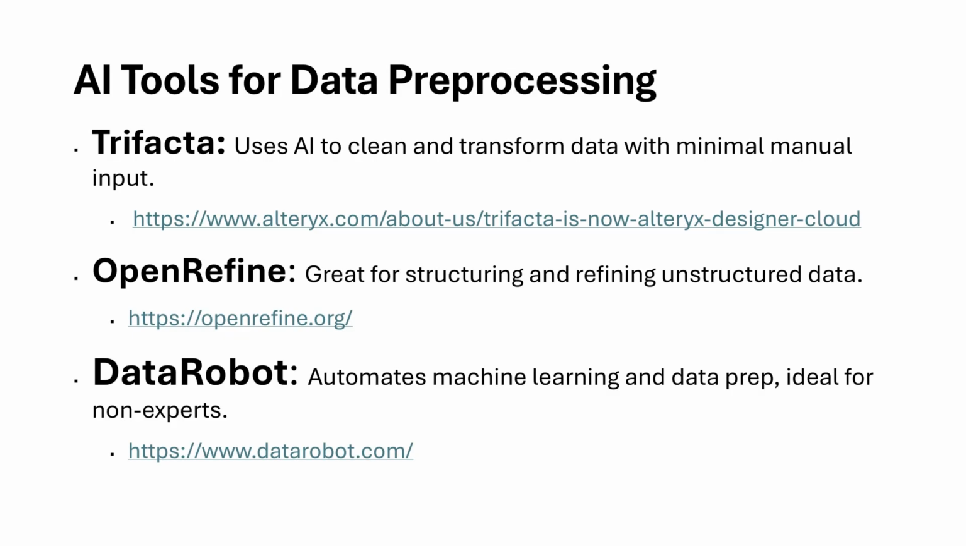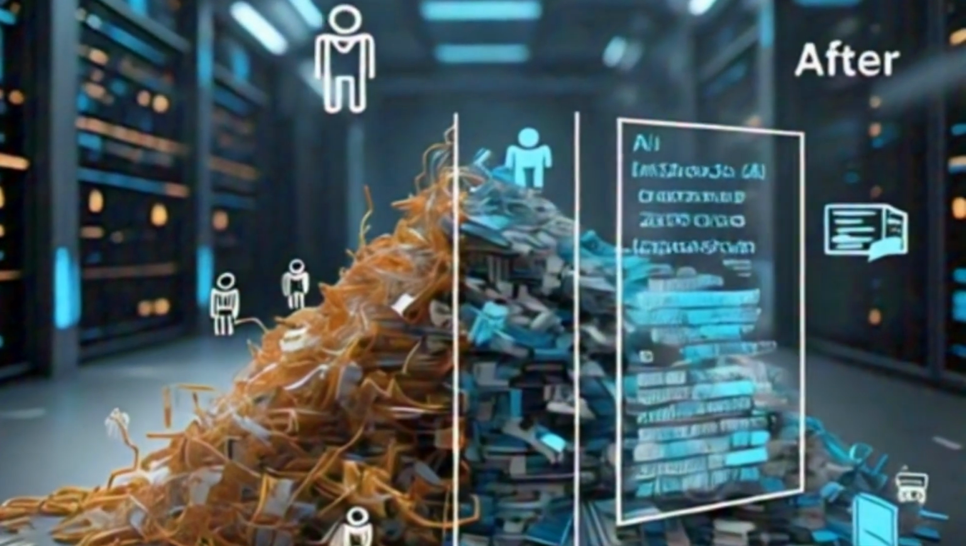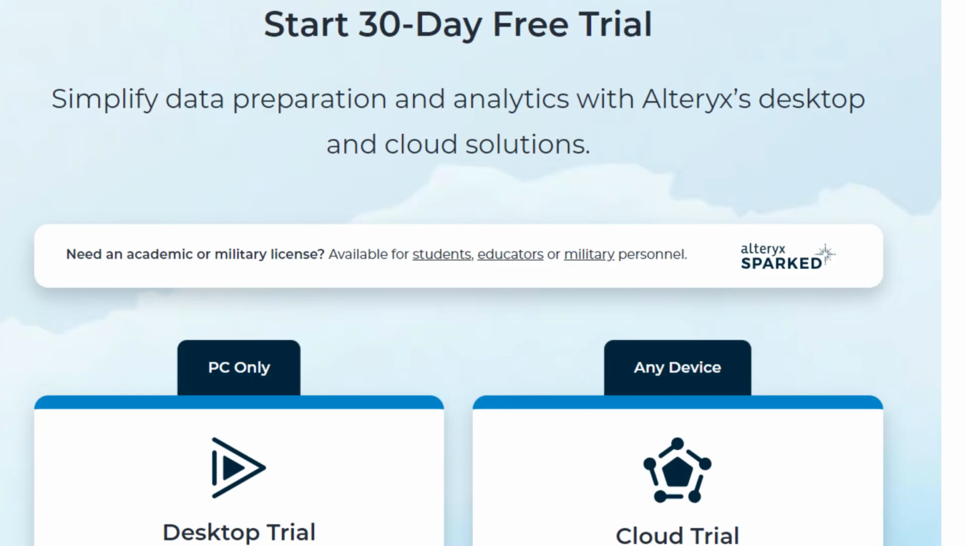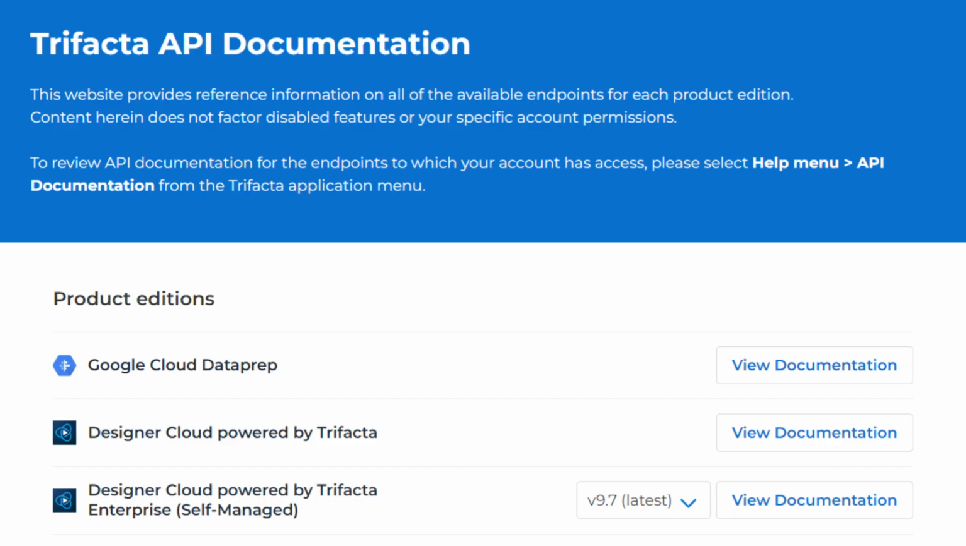AI-powered tools like Trifacta, OpenRefine, and DataRobot handle tasks such as missing values, data normalization, and feature scaling. Trifacta, now Alteryx Designer Cloud, is a data wrangling platform used to prepare and clean data for analytics and machine learning, enabling users to explore, transform, and enrich raw data into a format suitable for analysis.